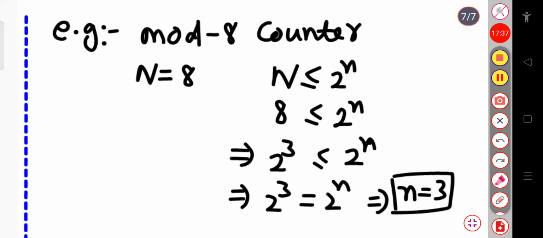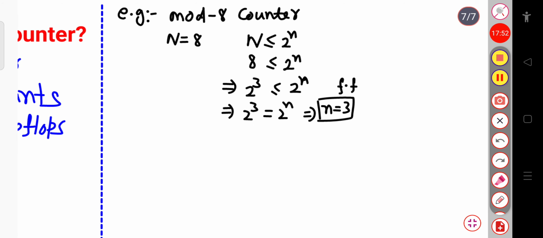That is, we need 3 flip-flops. Small n means this is the number of flip-flops. So we need 3 flip-flops to design a mod 8 counter. Okay. Now similarly, if you want to design a mod 56 counter, suppose I am giving a mod 56 counter.